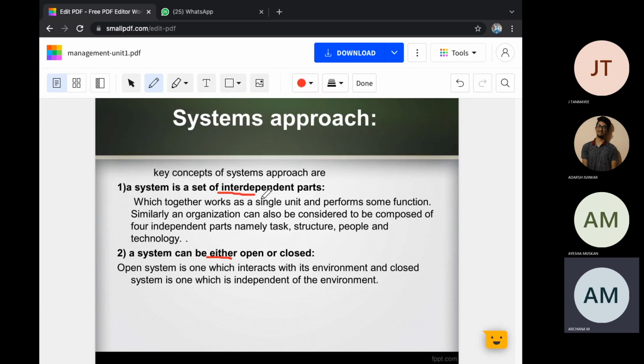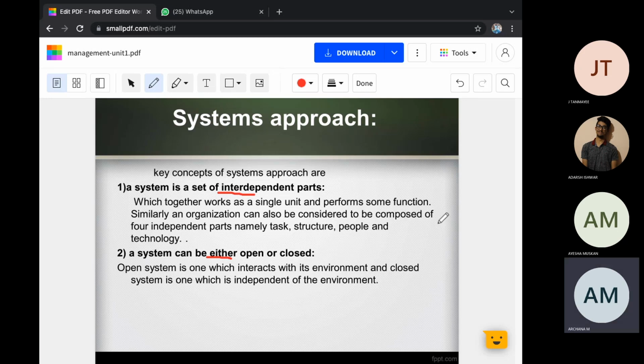But here in the system approach, what they are telling is interdependent. In those days, when you made a team, they said to see that the team is independent, that it does not depend on another team. But nowadays this doesn't work. Now management has changed.